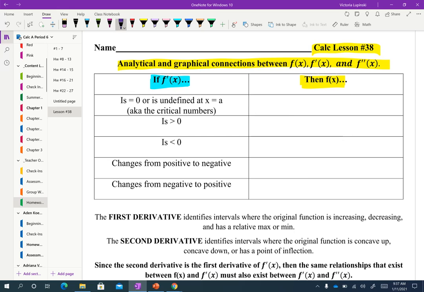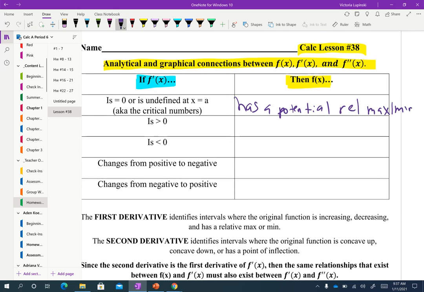So if the first derivative on the left-hand side is equal to 0 or is undefined at a specific value x equals a, remember those are the critical numbers, then what does it tell us about the original function f? It tells us that there is a potential relative max or min. We say potential because you're only possibly going to have a relative max or min for the places where it's equal to 0.